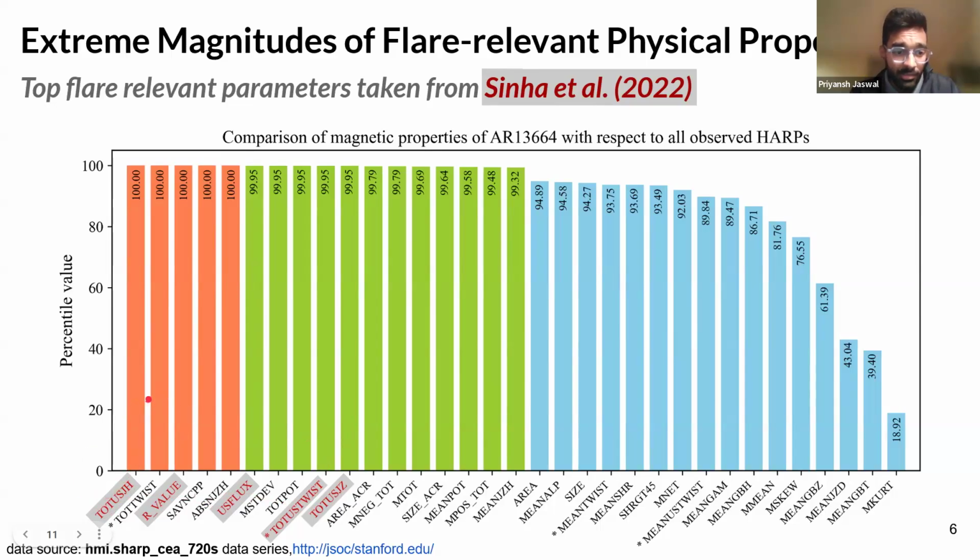The higher the quantity you have for the non-potentiality markers, that basically indicates that you have more pool of free energy, which would eventually tell you if the active region is flare prolific or not. So in total, active region 13664 had extreme physical properties, putting it at the higher end, or the extreme end, of the spectrum.